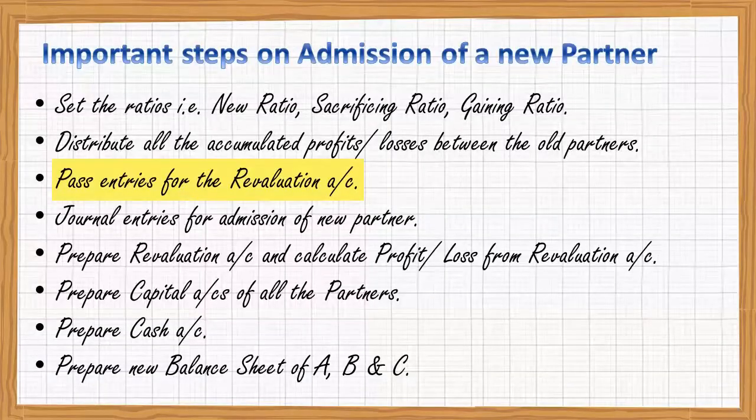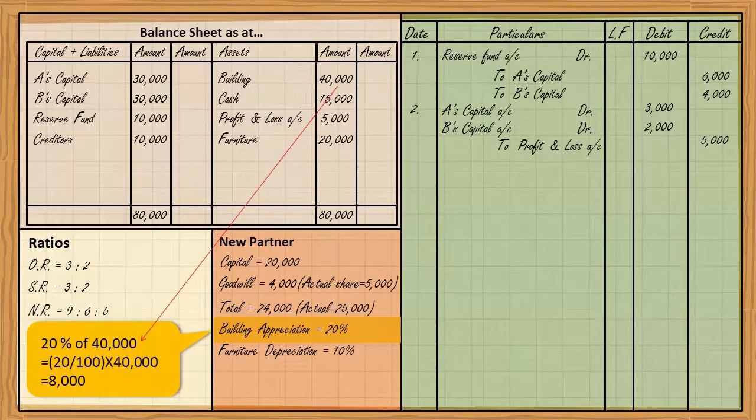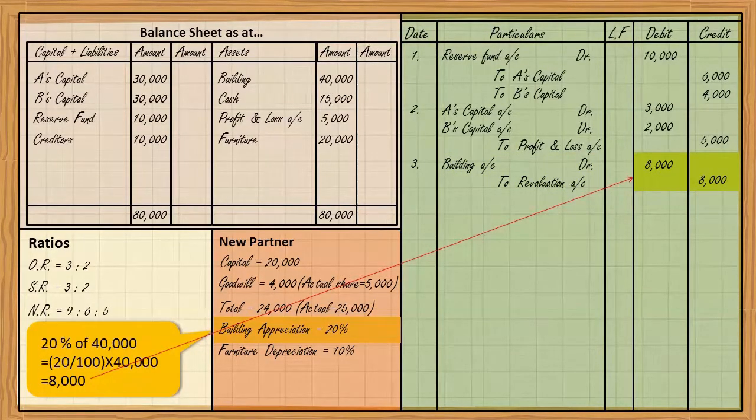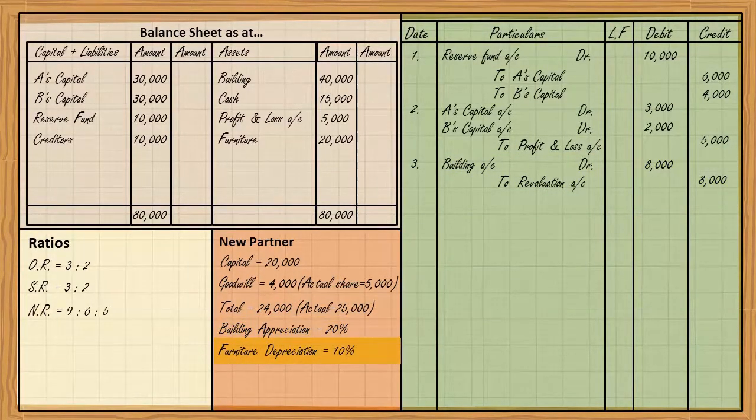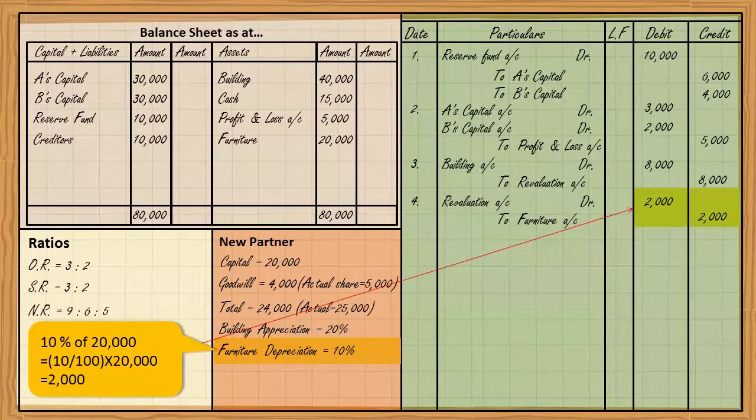Then we'll pass the journal entries for revaluation. Building has been appreciated by 20%. Building was for 40,000, so it has been appreciated by 20%, means 8,000. It's a gain. Building account debit to revaluation account, rupees 8,000. Then reduce the value of furniture by 10%. Furniture in the books is 20,000, 10% means 2,000. So the journal entry will be revaluation account debit to furniture, rupees 2,000. So there are only two journal entries on revaluation.